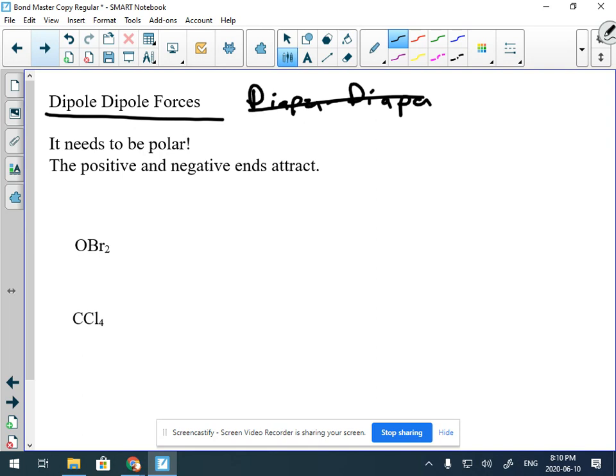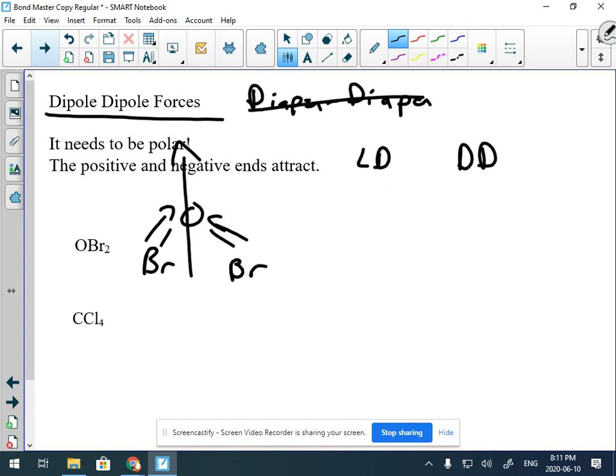Anyways, so London dispersion is here. Dipole forces are here. Dipole forces are way stronger. You automatically have dipole forces if the molecule is polar. So, for example, oxygen with two bromines around it in a bent shape, these are going to be pulled into the oxygen because oxygen has a higher electronegativity. We have an overall arrow going up. That means the top is negative and the bottom is positive. So this was in the previous lessons, right? That means this has London dispersion because everything does, and dipole forces.